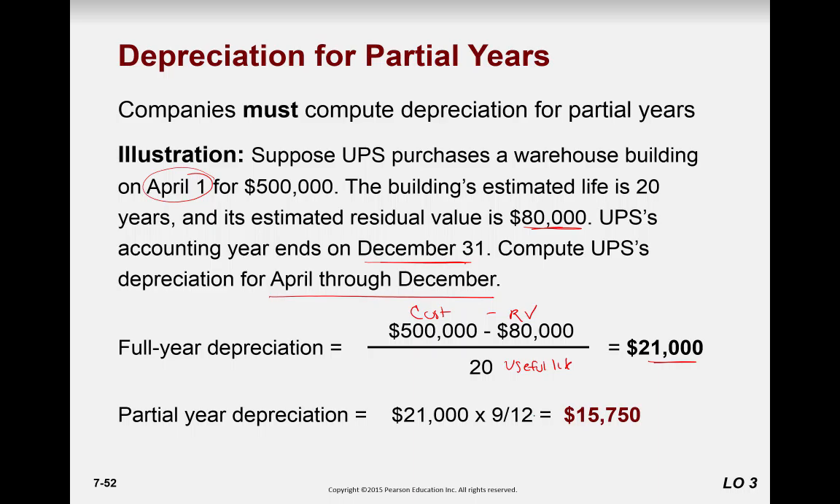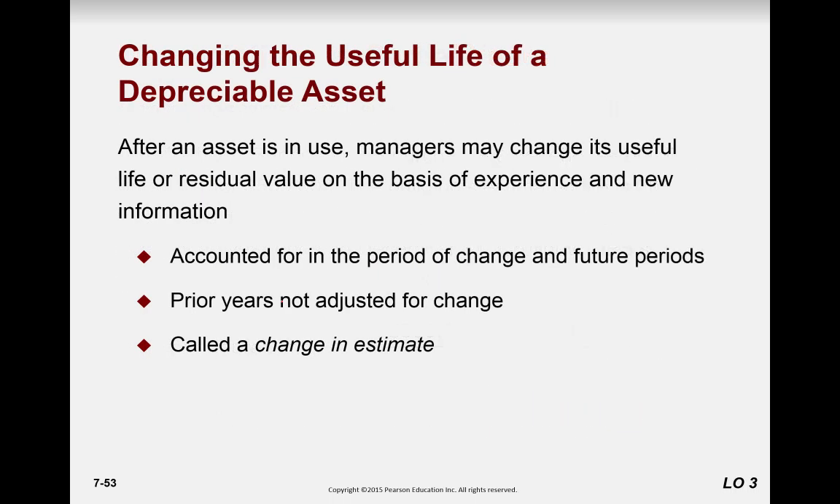So in this case, all we're doing is multiplying by 9/12, right? Because we've basically bought it in April, so we get to depreciate it to that point. And you should have that Excel formula in your template as well. So this is just showing you what to do if it is less than a full year.